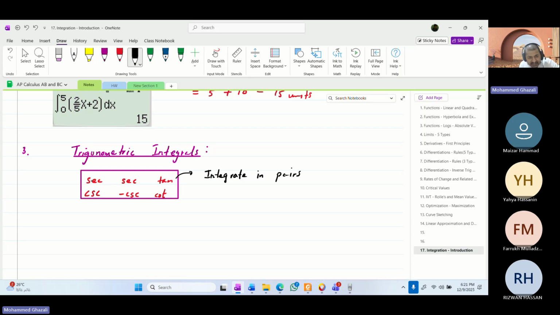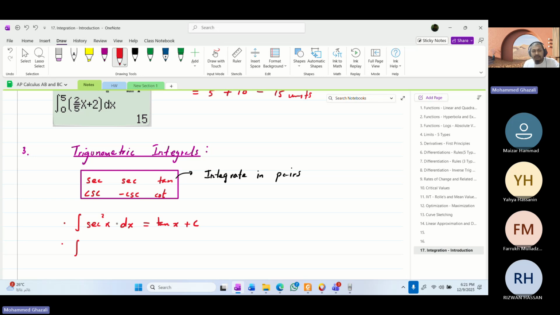So what's the integral of sec times sec? You see, I'm taking a pair. You can't integrate singles. Then you're going to end up with problems. So what's the integral of sec squared x? It's a pair, right? Sec sec. That is just tan x plus c. Are we good? Next one.